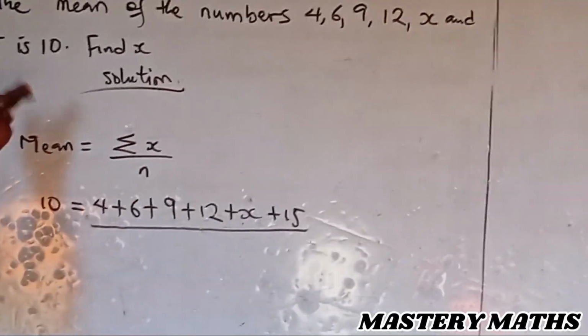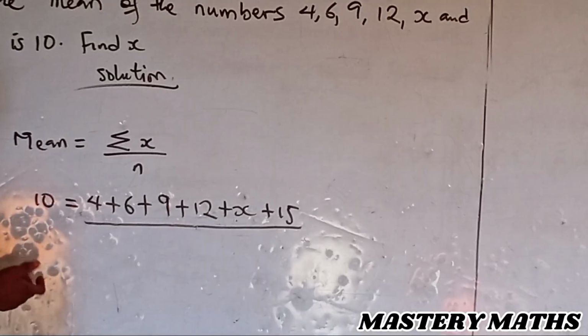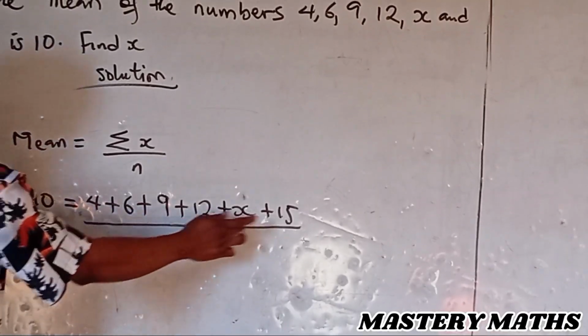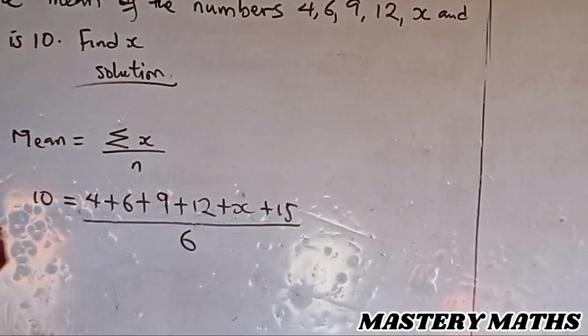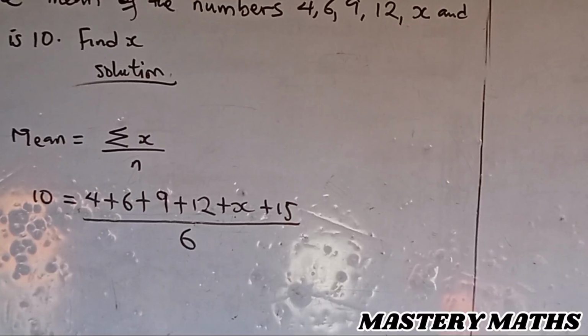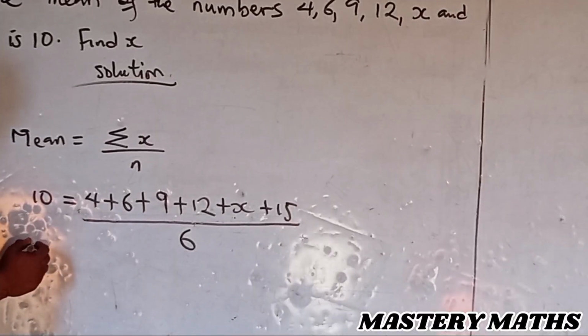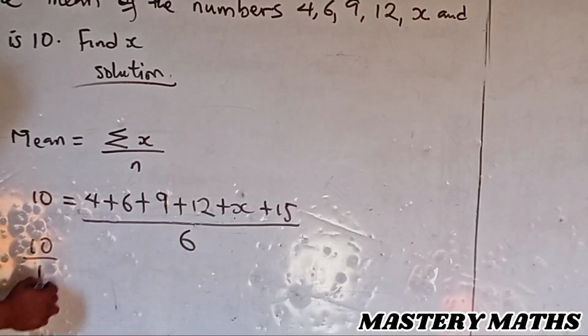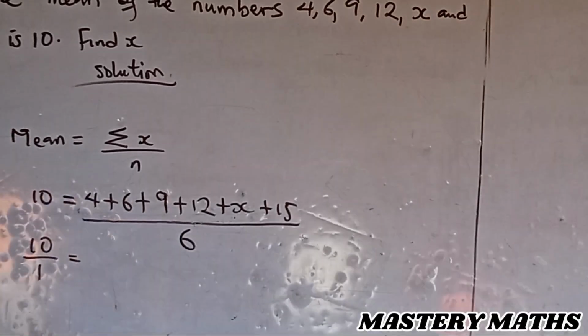The n here means the total of all. How many are they? You count. You have your 1, 2, 3, 4, 5, 6. So 6 over 6. What should you do now? Here you have your 10 over 1 equal to, we add all these here.